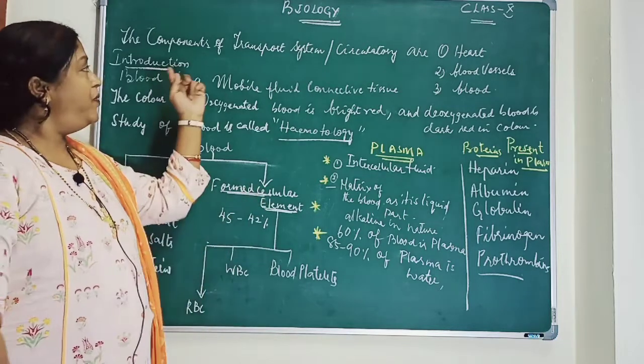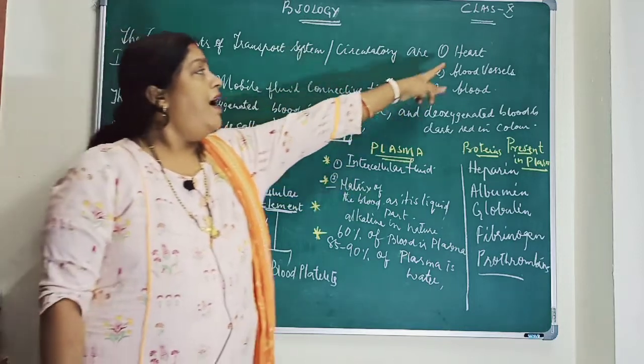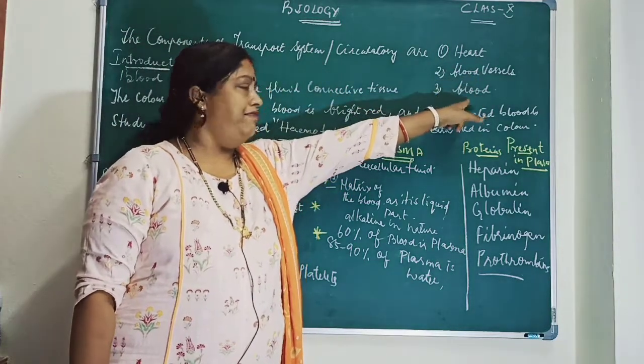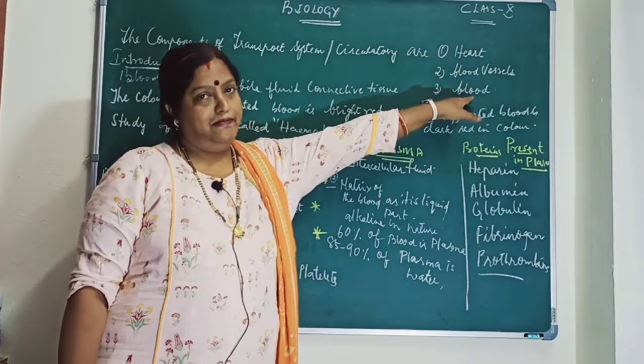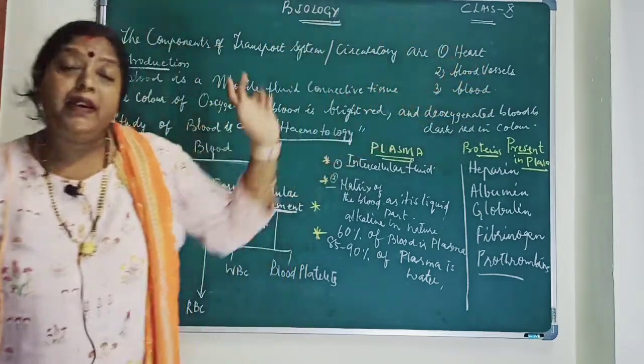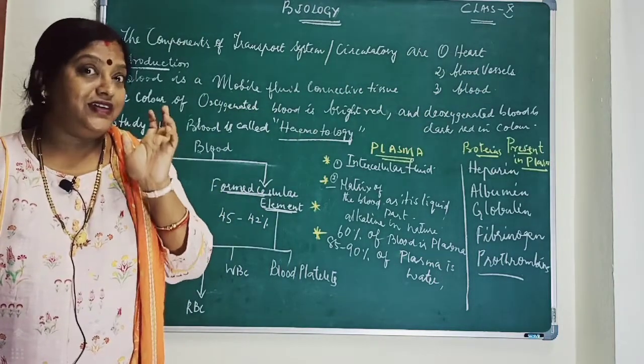Okay, so the components of the transport system or circulatory system are heart, blood vessels and blood. We have completed heart and blood vessels. Today we will be discussing blood. Blood is called the mobile fluid connective tissue. We have learned this in 9th class.